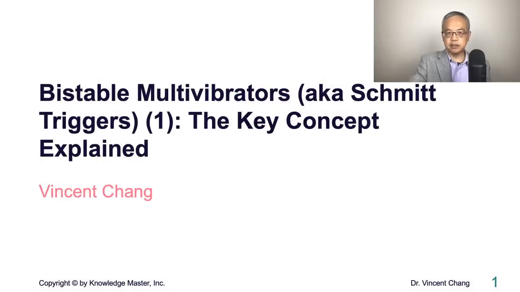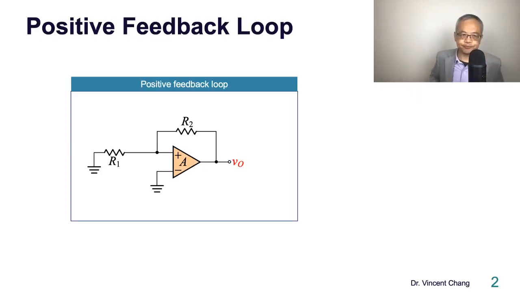So let's start with the first one, the bistable multivibrators. I'm going to teach you the fundamental concept of bistable multivibrators, and I'm going to teach you 3 lectures around this topic. Bistable multivibrator is also known as Schmitt trigger. The key concept explained: let's start with the positive feedback loop. Again, it's the positive feedback loop.